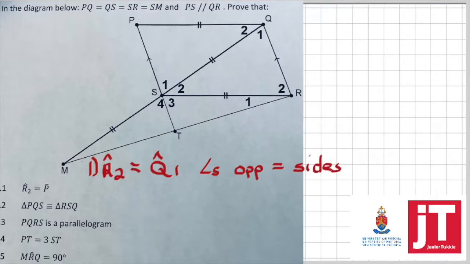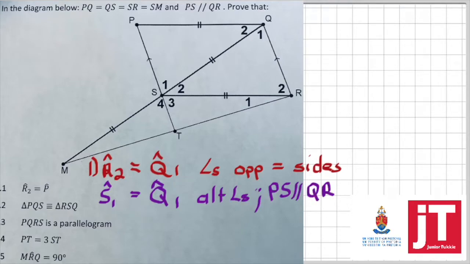I then move on to making use of my parallel lines. I'm going to state that the angle S1 has to be equal to the angle Q1, and this follows from alternate angles. Those two alternate angles are equal. So my next statement would be the angle S1 is equal to the angle Q1. The reason for that is alternate angles, PS parallel to QR.